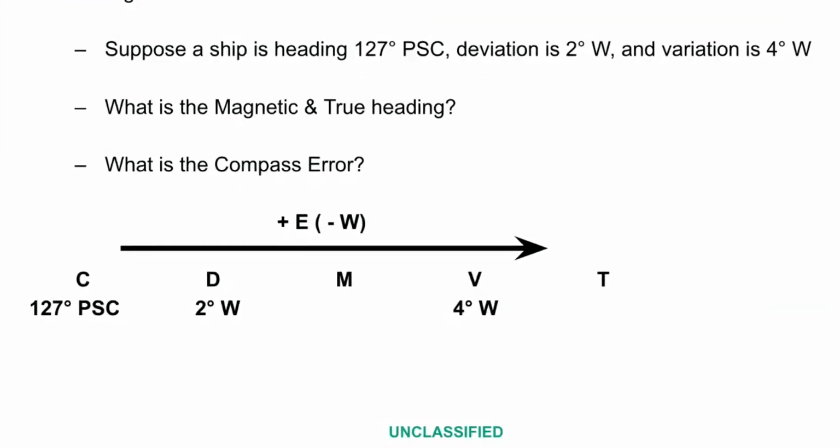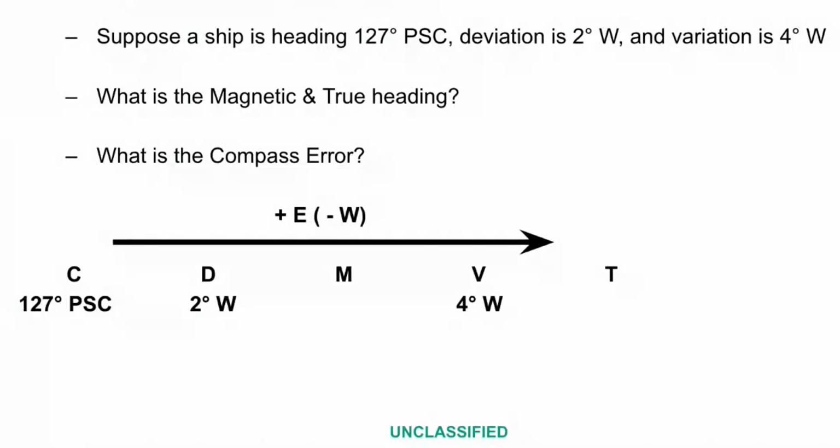I prefer to find my compass error first because I know I have the two components needed to find compass error. I have both deviation and variation. Similar to what we talked about in the last example, our deviation and our variation are both of a westerly direction. So we know we're going to be adding these together. I have a 2-degree deviation. I'm going to add that to my 4-degree variation, and that's going to give me 6 degrees west. So my total compass error is 6 degrees west.